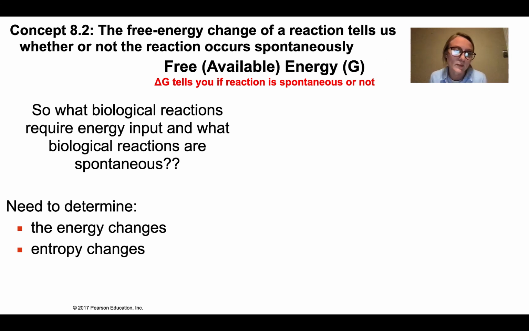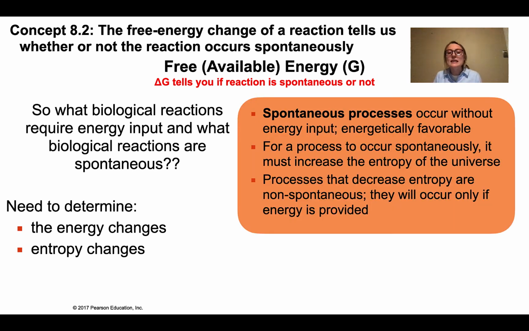But how are we going to figure that out as biologists? First, we need to determine the energy changes, and we also need to determine the entropy changes to calculate our delta G, or our change in free energy. Spontaneous processes occur without energy input. They're energetically favorable because they don't require energy to be put into them for them to happen. For a process to occur spontaneously, it must increase the entropy of the universe. Processes that decrease the entropy of the universe are non-spontaneous. They only occur if energy is supplied to that reaction.